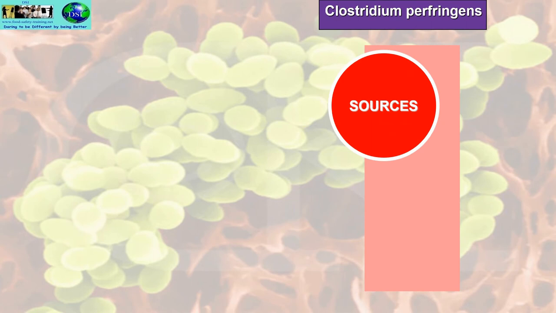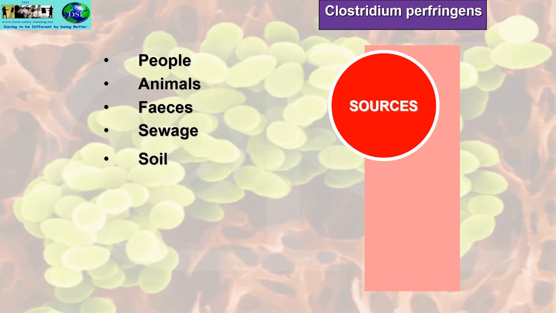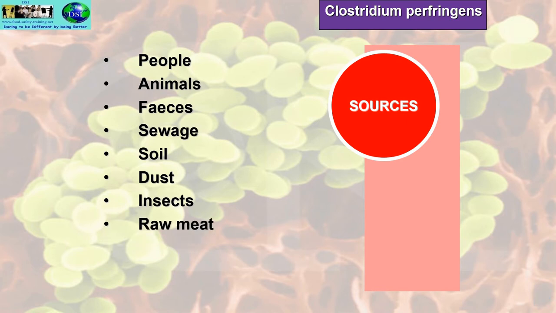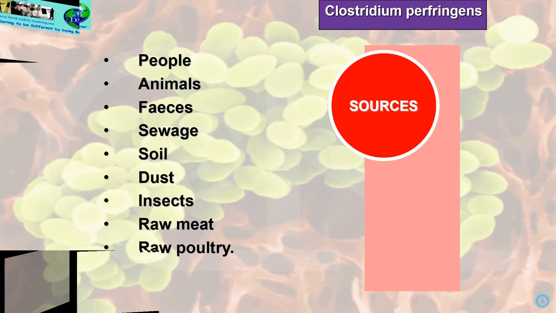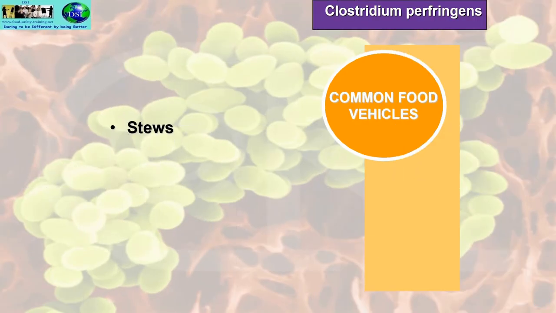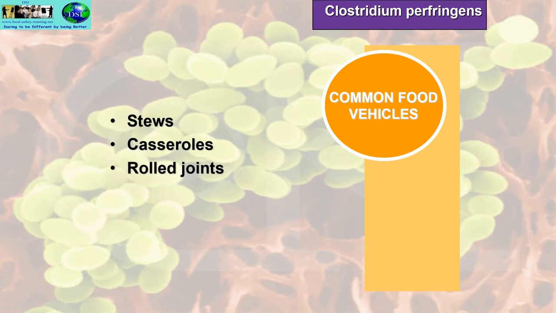So the sources of Clostridium perfringens include people, animals, feces, sewage, soil, dust, insects, raw meat, and raw poultry. Common food vehicles: stews, casseroles, rolled joints, and meat pies.